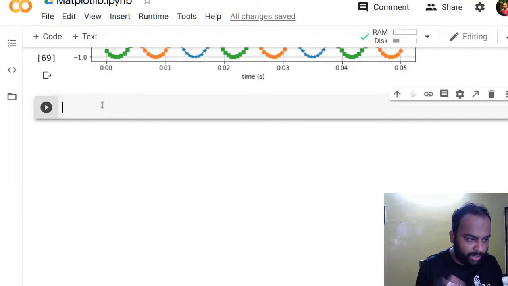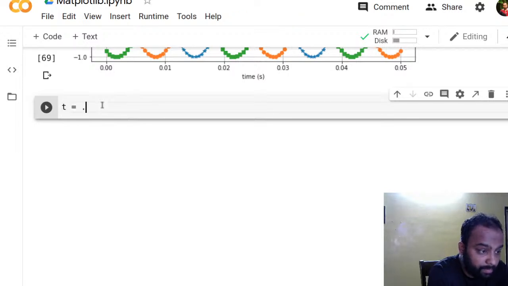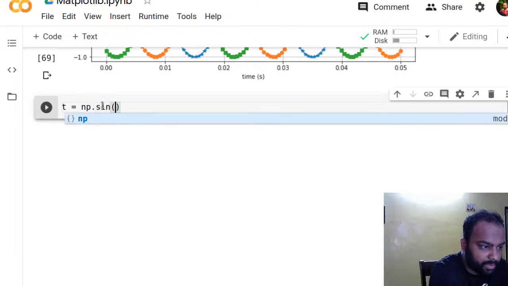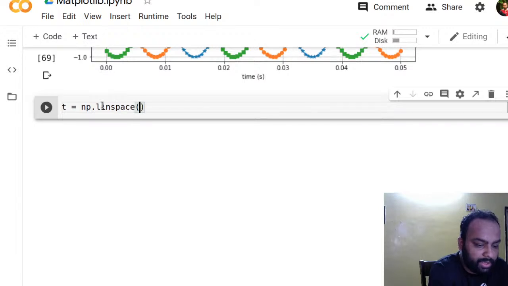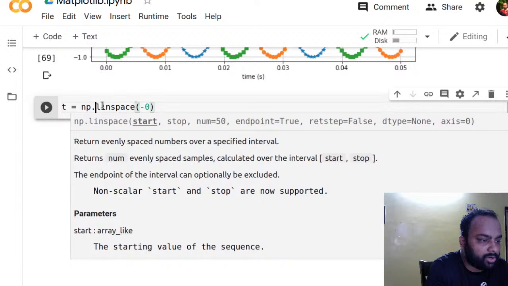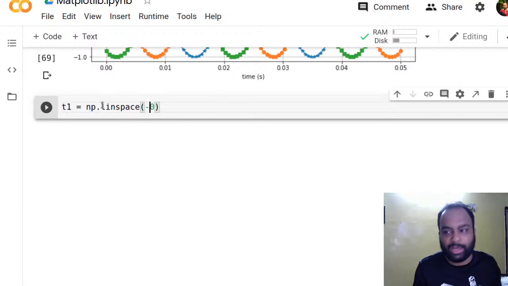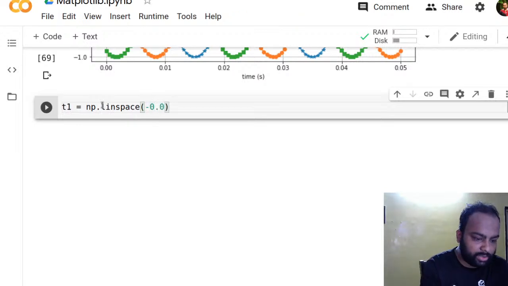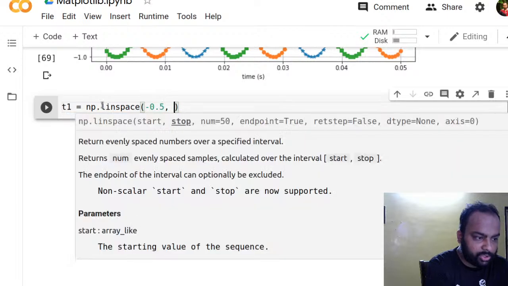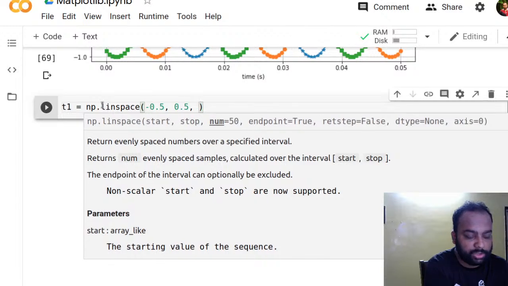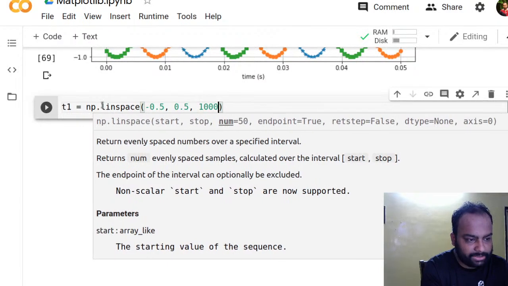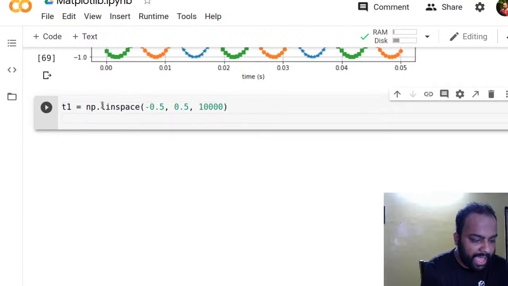I want to create a subplot, but see what I want to show you here. Let's take time, for example, t equal to np.linspace. Let's call this t1, because I will be doing 2 plots, but they won't be sharing any of the axes. They would be different kinds of plots, but maybe they want to convey the same ideas. So my linear space goes from minus 0.5 to 0.5, and let's say I want to take 10,000 points.